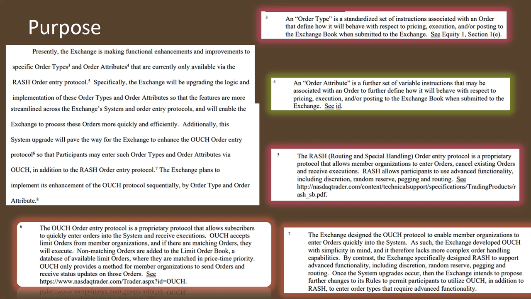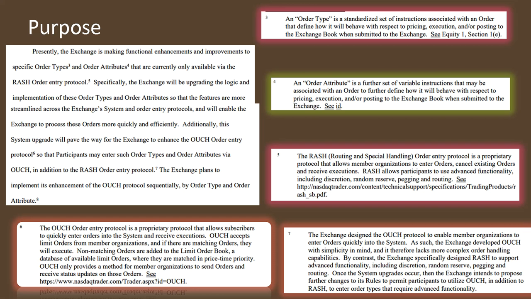Supernote 5, the RASH, which stands for Routing and Special Handling, Order Entry Protocol, is a proprietary protocol that allows member organizations to enter orders, cancel existing orders, and receive executions. Rash allows participants to use advanced functionality, including discretion, random reserve, pegging, and routing.